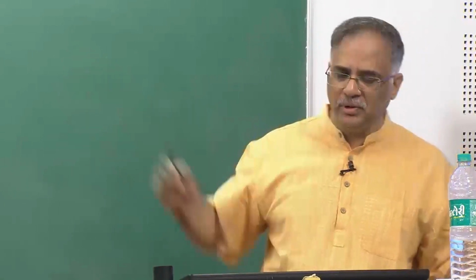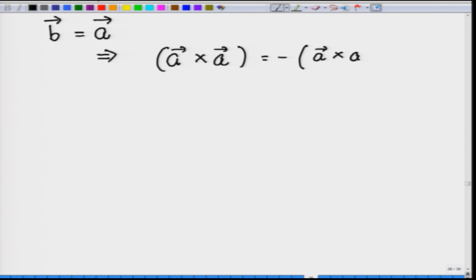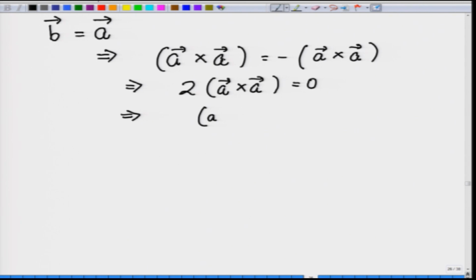What does it say if I put B equal to A? If I put B equal to the A vector, it tells me immediately that A cross A is the same as the negative of A cross A, which similarly shows that twice A cross A is 0. See, this is simple: any vector which is equal to its negative must be the 0 vector, it cannot be otherwise.